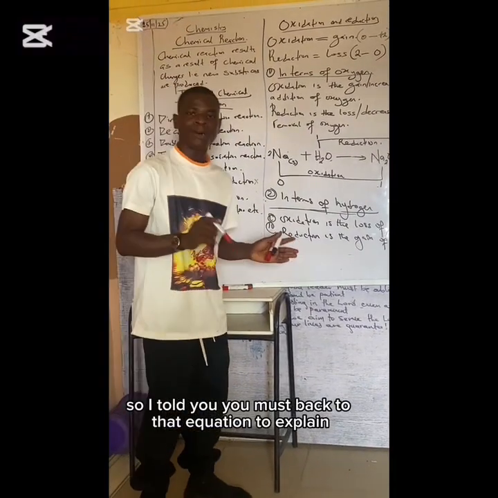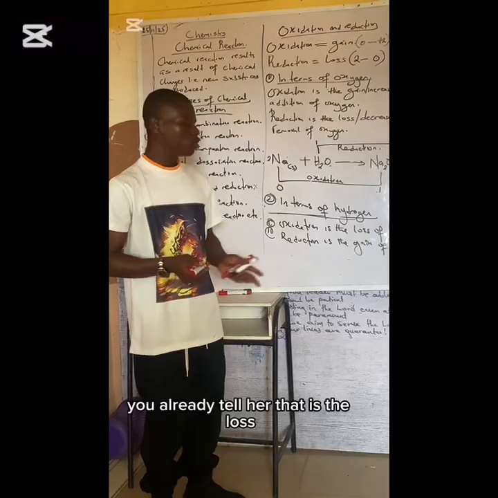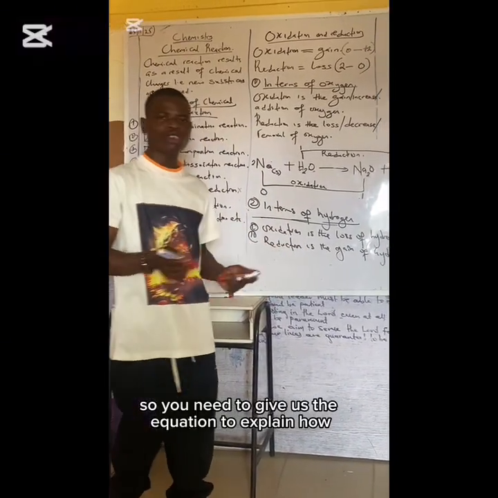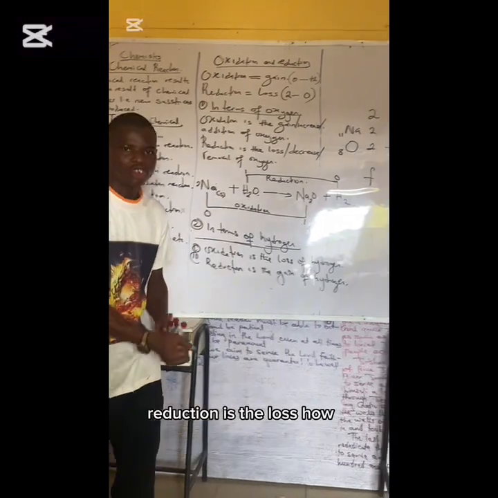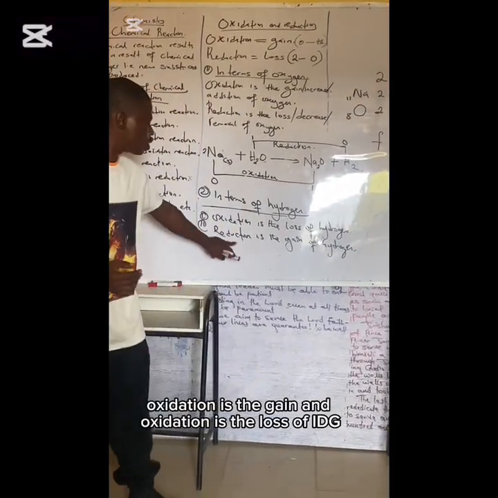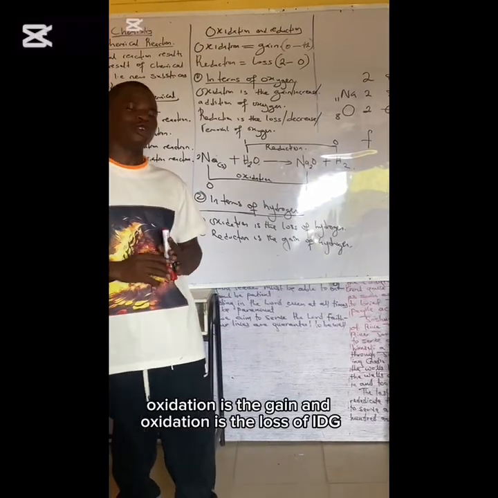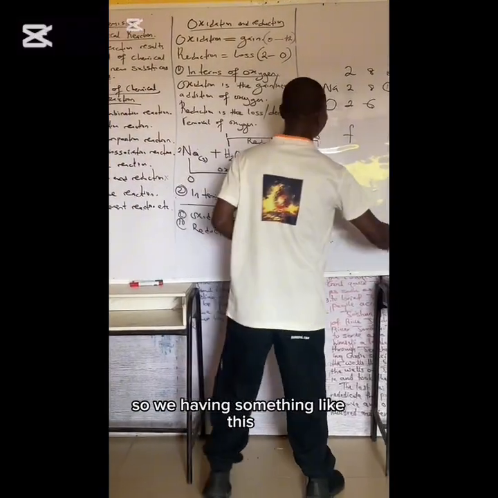So I told you must back it up with an equation to explain. You only tell us that it is the loss, it is the gain. How? So you need to give us the equation to explain how reduction is the gain, and oxidation is the loss of hydrogen. So we have something like this.